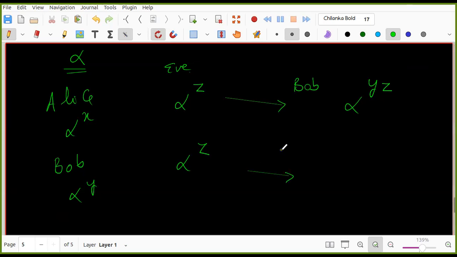But if he sends like this, then Alice contains alpha power x. These two are also not equal. So even the key is not exchanged properly, right? So is there any other way? Can you think of what we can do so that she knows all the three will choose the same key?